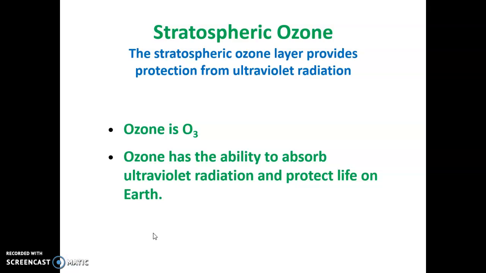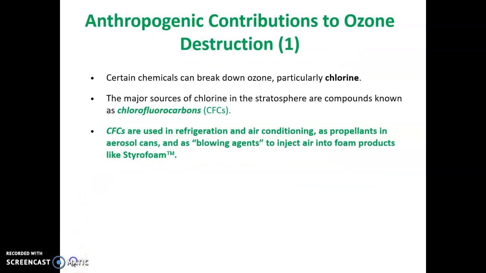So to repeat and emphasize some vocabulary terms you do need to know, stratospheric ozone provides protection from ultraviolet radiation, and the molecule is O3. So this screencast is now short on time, so I will cover the anthropogenic sources of ozone destruction and also the consequences in the next series.